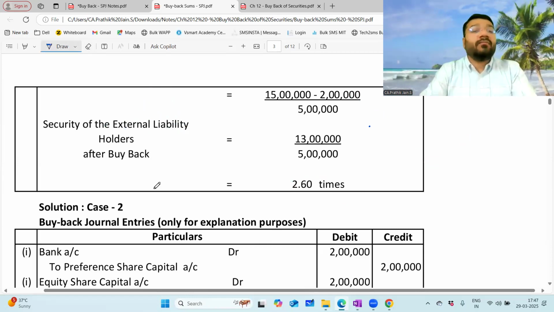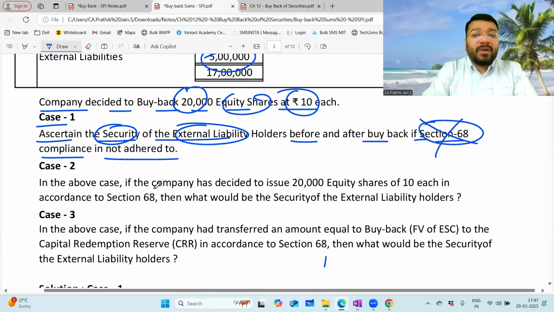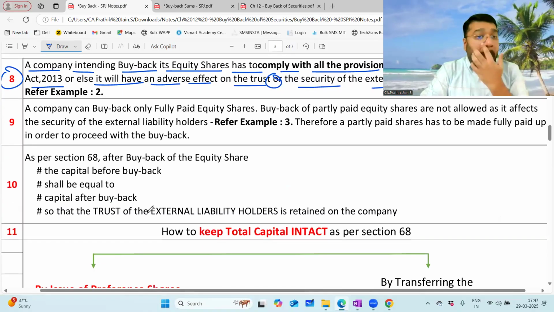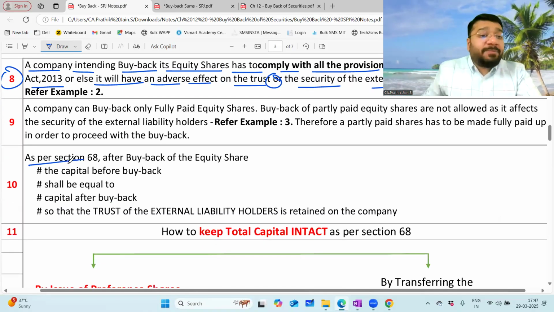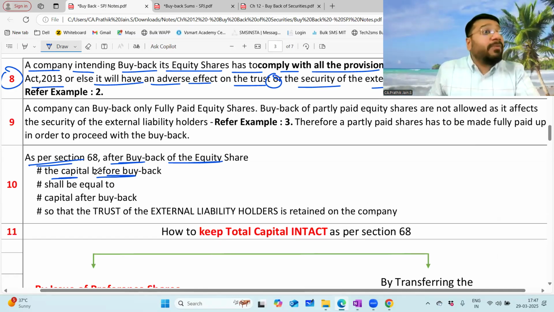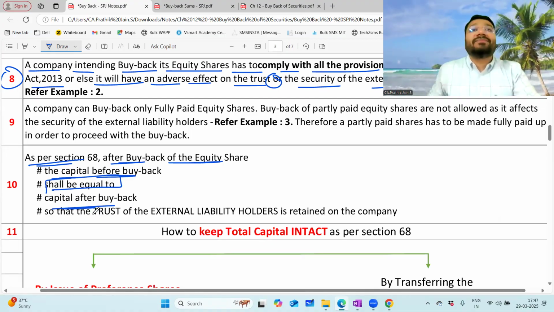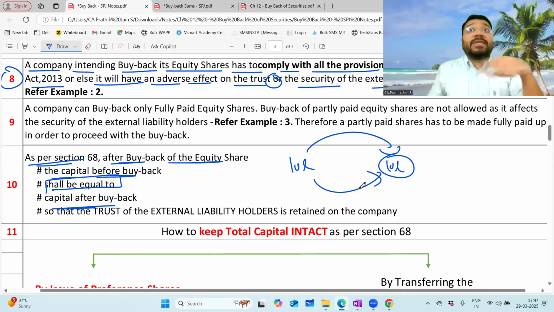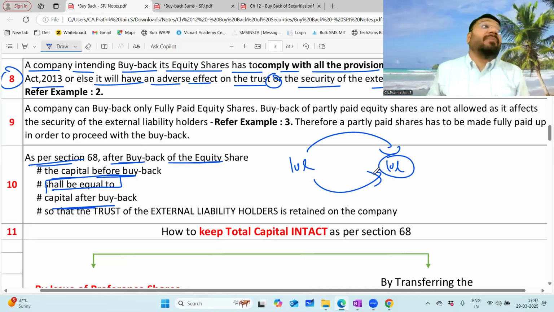prevented. So now, what is Section 68 saying? As per Section 68, after the buyback of the equity shares is completed, you have to ensure that the capital that was there before the buyback should be equal to the capital after the buyback. If the capital before the buyback was 10 lakh, after the buyback also it should be the same 10 lakh rupees. If it is reducing, who will start crying? The external liability holders start crying.